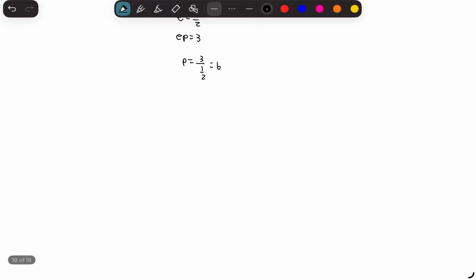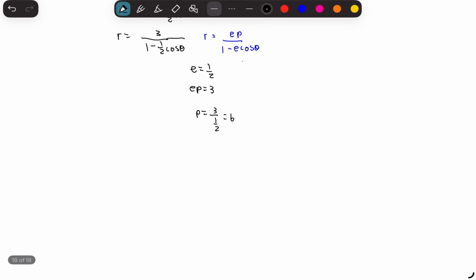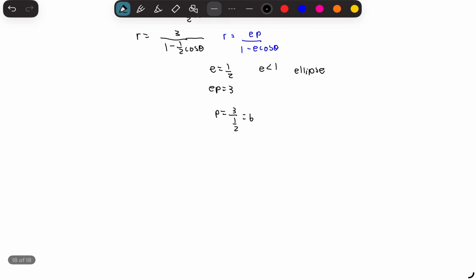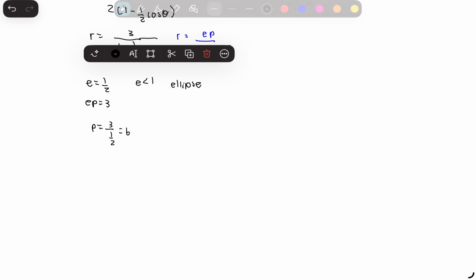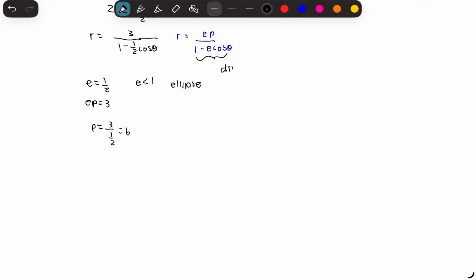Now, if p is equal to 6 and our e is equal to 1/2, we can see that e is less than 1, so that means that you have an ellipse. Now, how can we figure out our directrix? Well, if we have the form where we have 1 minus e cosine theta, that means that we have a directrix that is to the left of the pole. Directrix is left of the pole. So the directrix is going to be x is equal to -6.